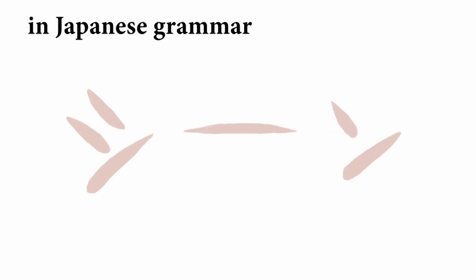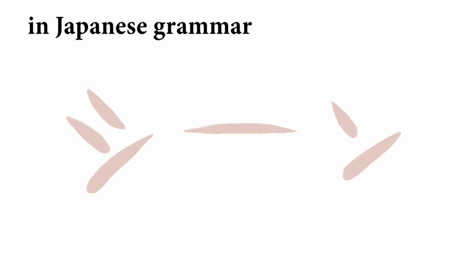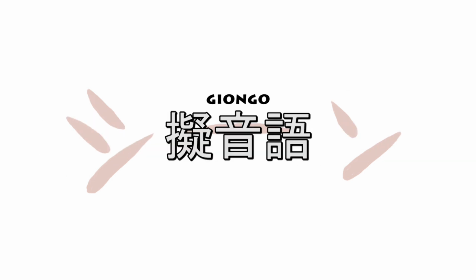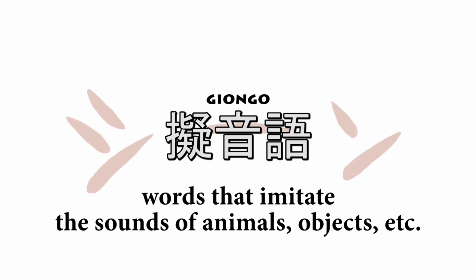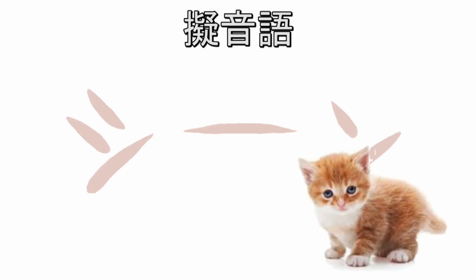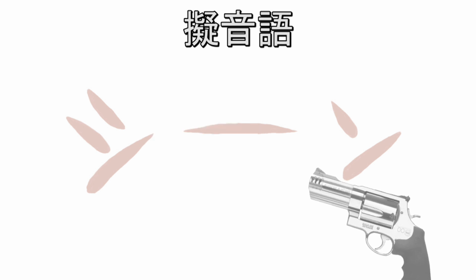In Japanese grammar, onomatopoeia or onomatope is usually divided into the following two categories, namely Gyango and Gitaigo. The first category, Gyango, literally means imitate sound word. So Gyango are words that imitate the sounds of animals, objects, and so on. The previous examples from English belong to this category. In Japanese, cats say nya, and guns make all sorts of different sounds, such as bang, pang, dong, and bakyun.